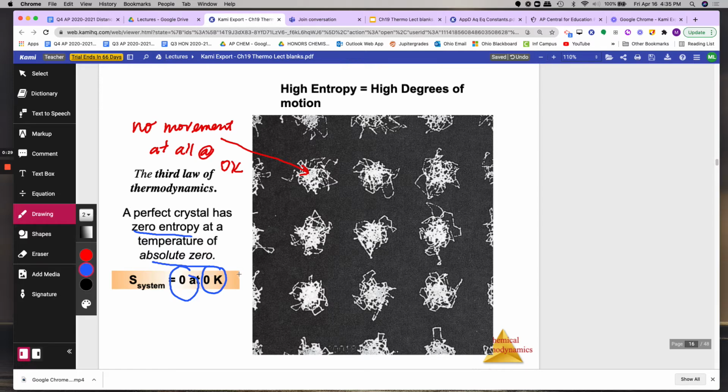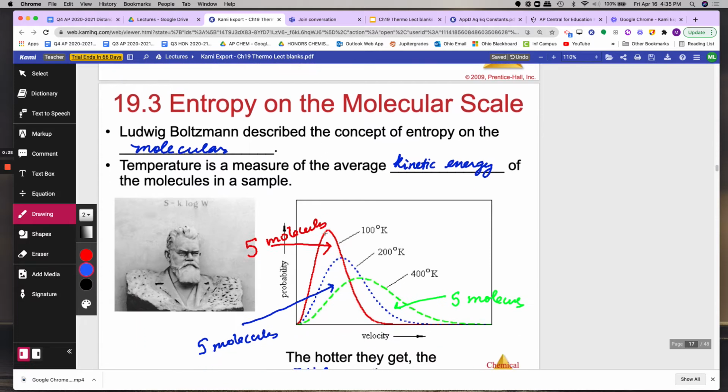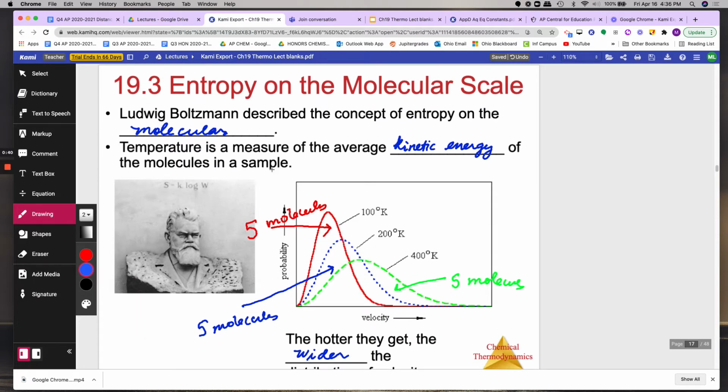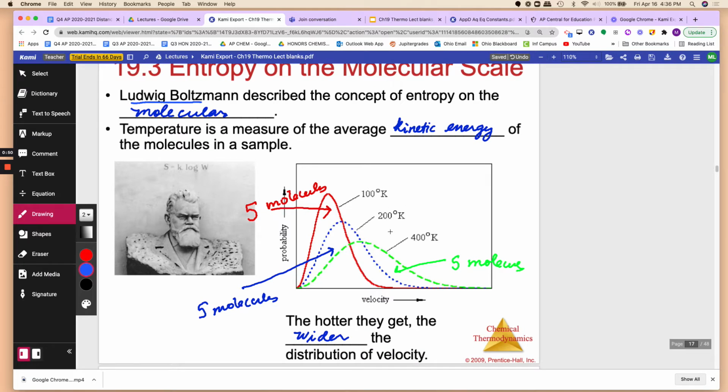So you can see here that the S only increases as you put energy into the molecules or atoms, making them move. Okay? Let's look at entropy on the molecular scale. That means we're going to zoom in. Okay? The person that described this is Ludwig Boltzmann, and this is the Boltzmann distribution as we learned before.